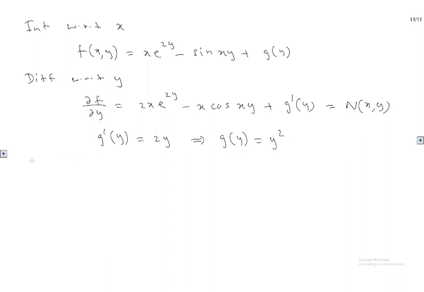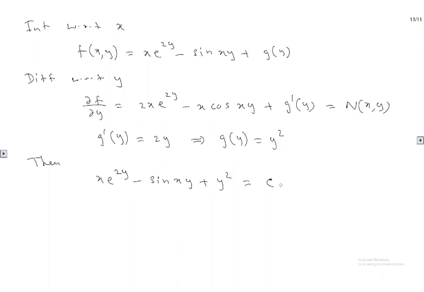So then, because we figured out the g function, we plug that in. So this is x e to the 2y minus sine xy, plus the g function, y squared. You set this equal to a constant, and you can see that this is the implicit solution that we are looking for.